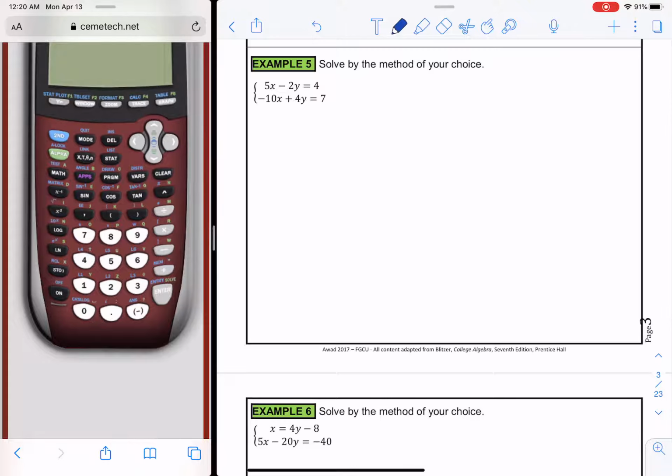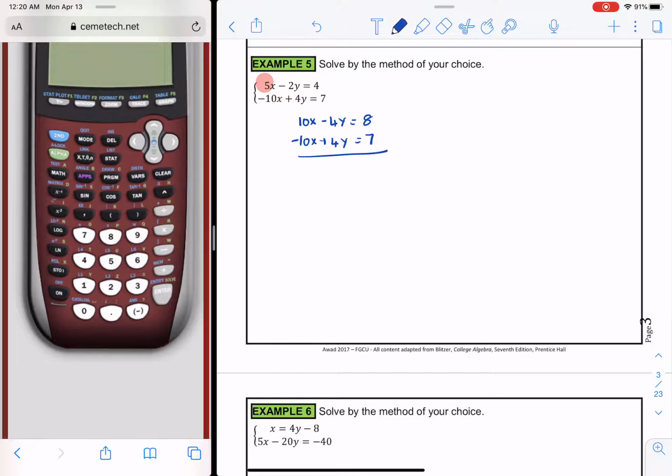So I'm going to pick the addition method for this one. So I want to eliminate the x term. So I'm going to multiply the first equation by 2. So 10x minus 4y equals 8. Negative 10x plus 4y equals 7.